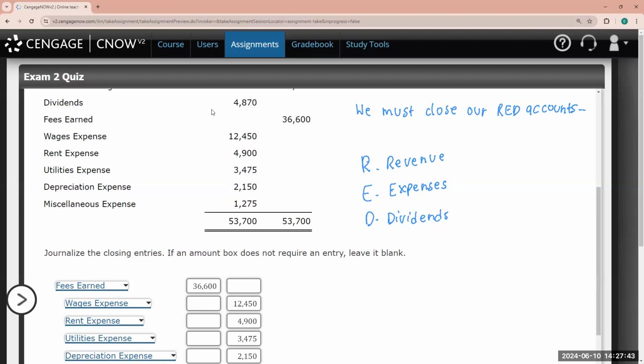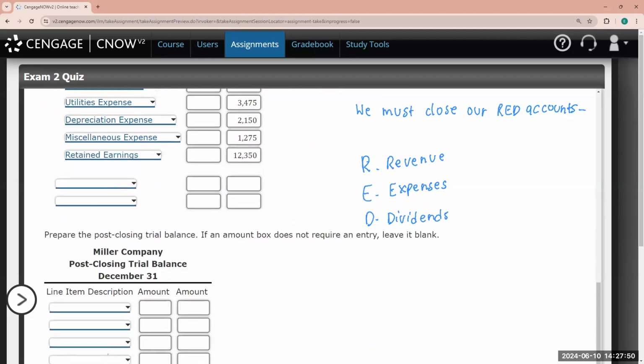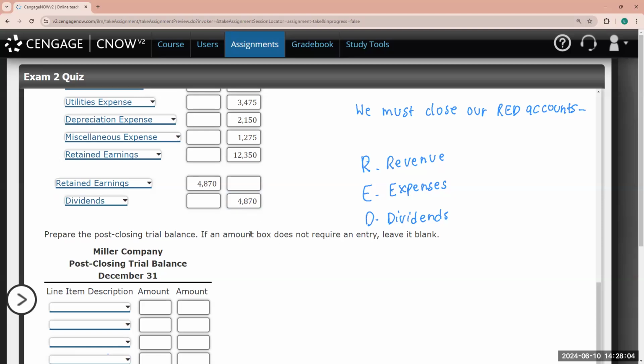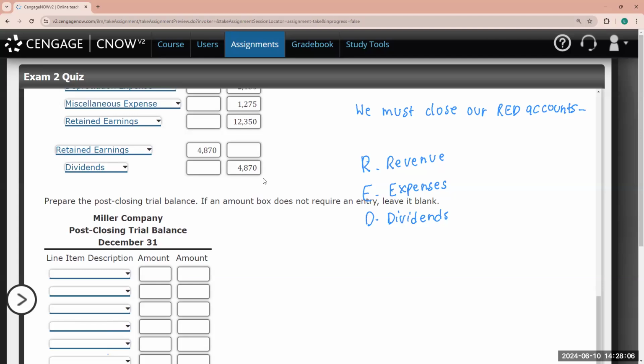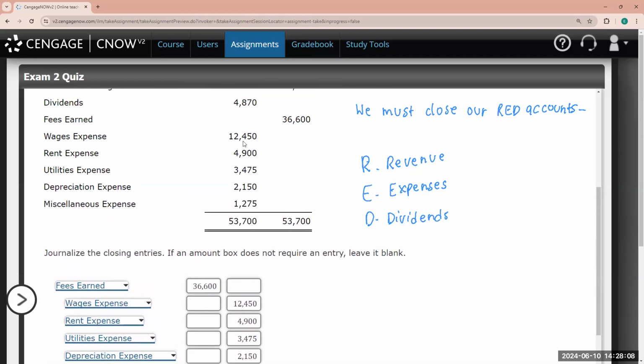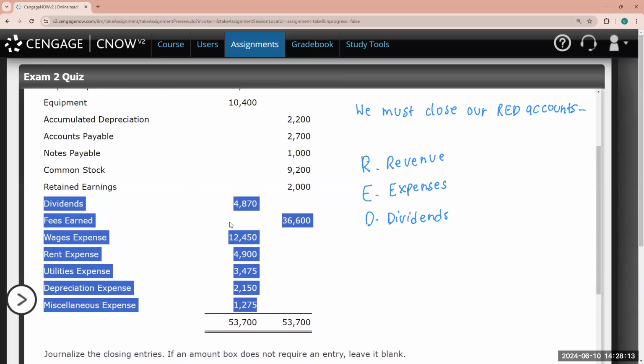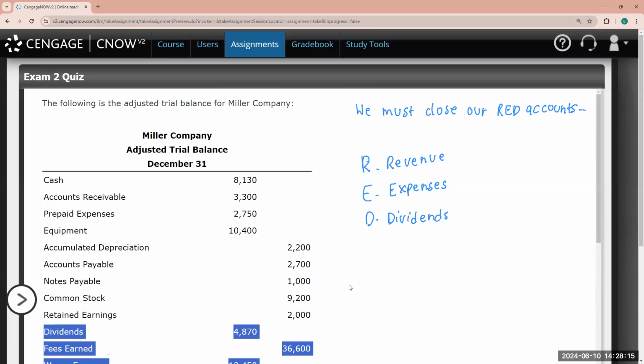And now the last part of the problem is to close out our dividend accounts. And in this case, we see that we had dividends of $4,870. So therefore, we debit our retained earnings because it's a decrease of $4,870, and we credit our dividend account to close out the balance for $4,870. So now after we've accounted for these, we know that these account balances will be zero. So we don't record them on our post-closing trial balance.